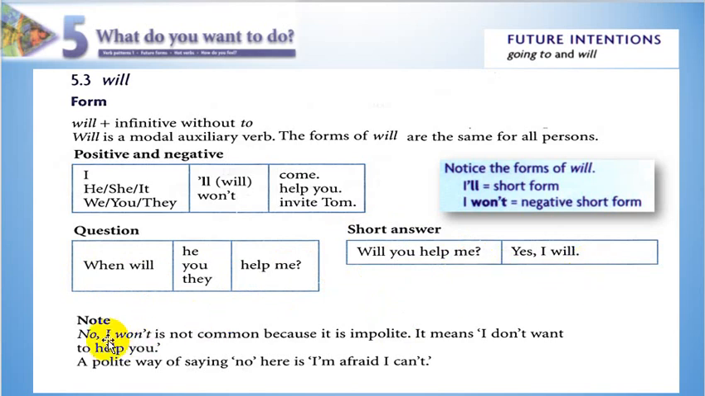Okay? No, I won't is not common. Why? Because it is impolite. It means I don't want to help you. A polite way of saying no here is I'm afraid I can't. So, grammatically, قواعديا صحيح نستطيع القول إنه I won't, I will not. لكن أدبيا it's impolite to say I won't, especially when someone asks for your help. You can say I'm afraid I can't. Okay?